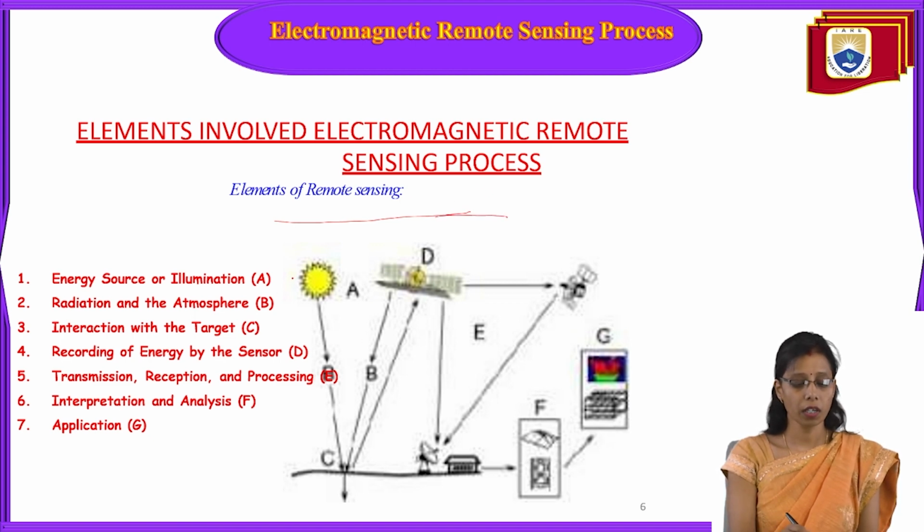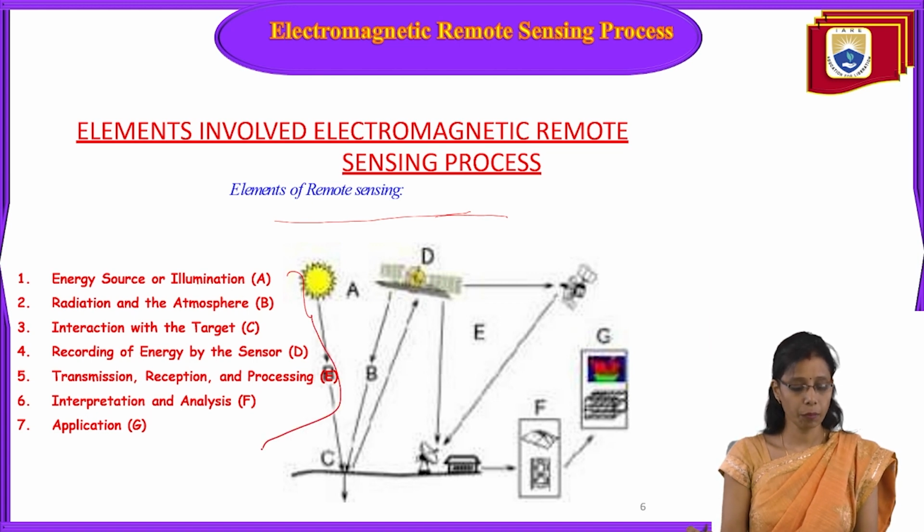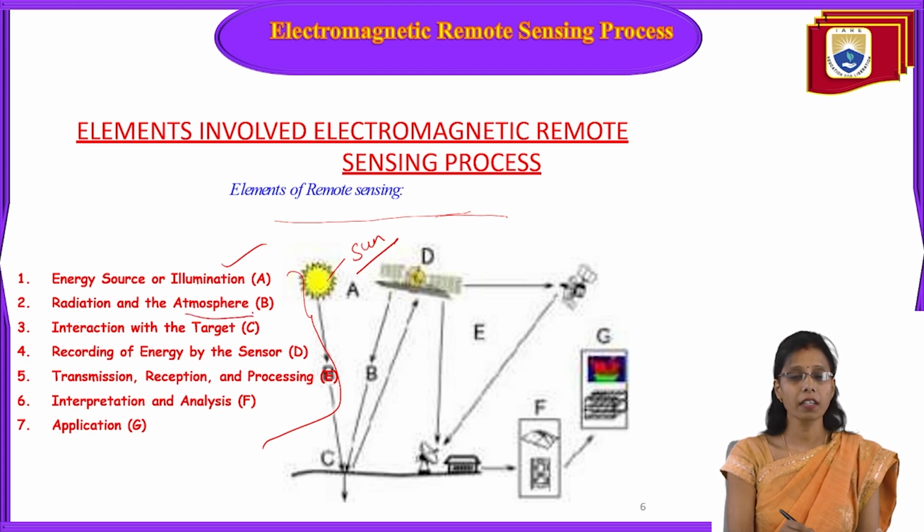Now you have different types of elements here. First you see the energy source of illumination. The energy source of illumination is the sun, the source of electromagnetic radiation. Whenever the sun is available, only then are we able to go ahead with this remote sensing process, that is the passive remote sensing process. Now the second thing we see here is radiation and the atmosphere.